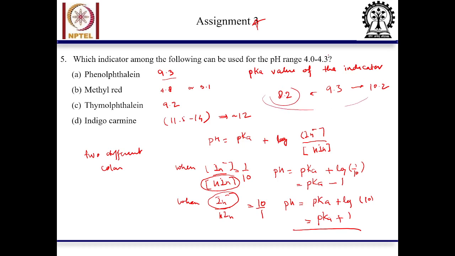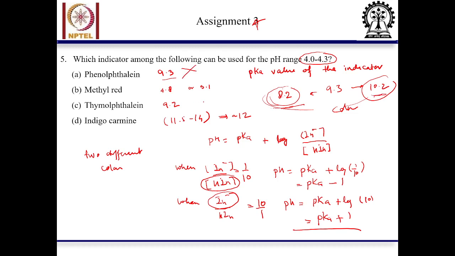Now if your endpoint is in the region of 4.0 to 4.3, the pH is always lower than 8.2, so it will always be in one form only. It will never go to the other form. Am I right? So it will always be in this acid solution, so your phenolphthalein will be colorless. It will not change color in the range of 4.0 to 4.3, because phenolphthalein will only change color if your pH changes from 8.2 to 10.2. So you need a titration where pH jumps from 8.2 to 10.2. So phenolphthalein is not the option.